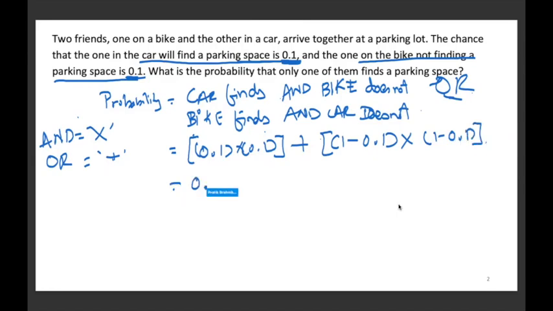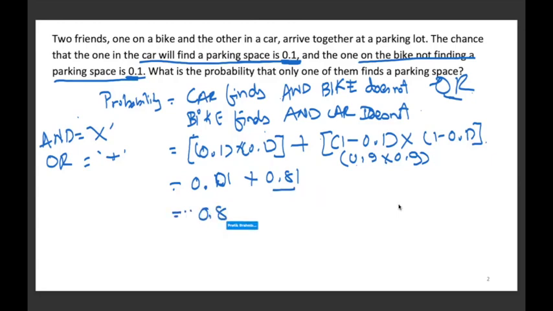When you solve this, this will be 0.01 plus 0.81. This is 0.9 multiplied by 0.9, which is equal to 0.81. You add both of them, the answer comes to 0.82, which is the correct answer. Okay, we'll move to the next one.